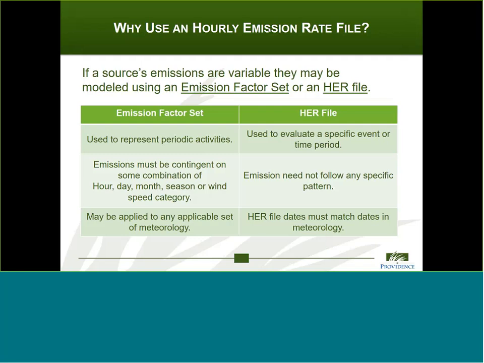The emissions don't need to follow any specific pattern, and the hourly emission rate file dates must match the dates that are in your MET data set. So if you have a MET data set from the agency from 2011 and you have an event that happened in 2017, those are not going to be usable with an hourly emission rate file. You'll have to process newer MET data to match up with your emission rate files.